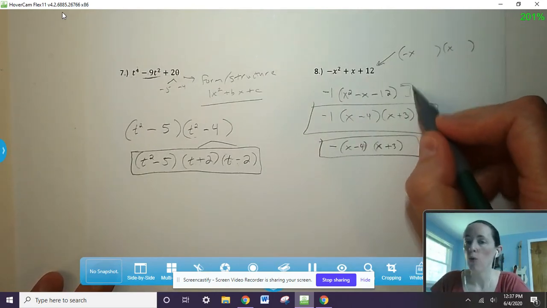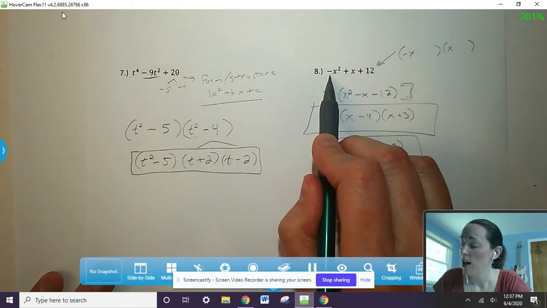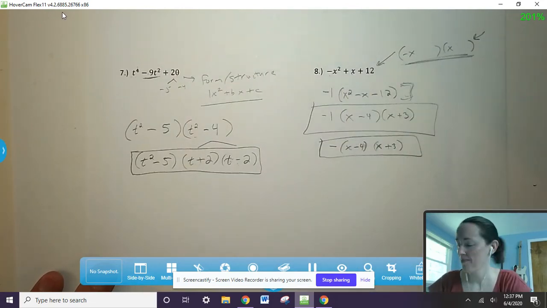To factor out a -1 is really what you're going to want to do next year in pre-calc most of the time when you see a negative leading coefficient. So if you're interested in this, I'll bring that up in the practice problems video.